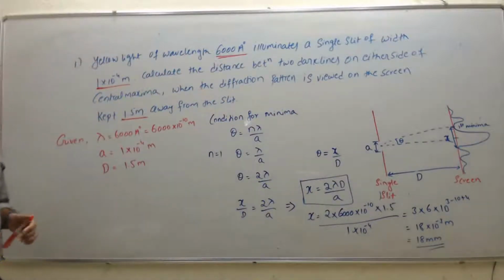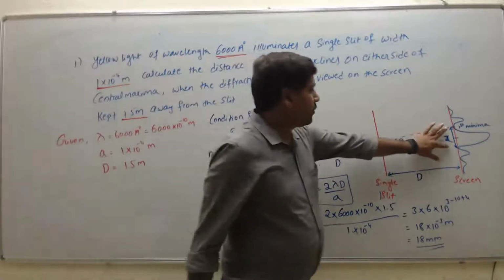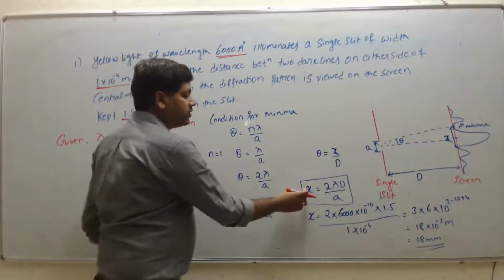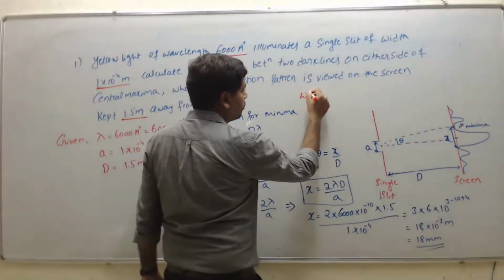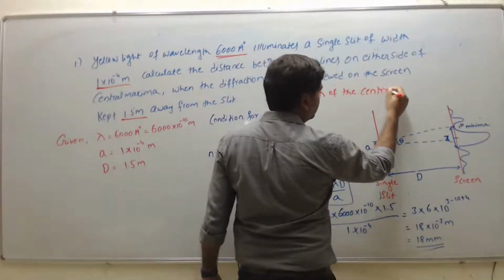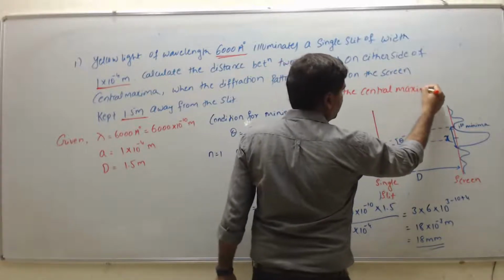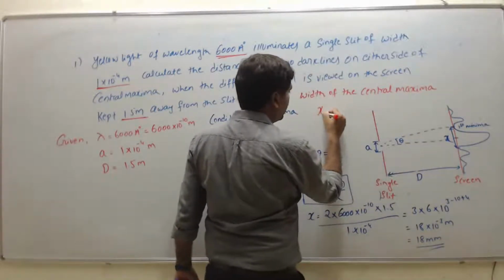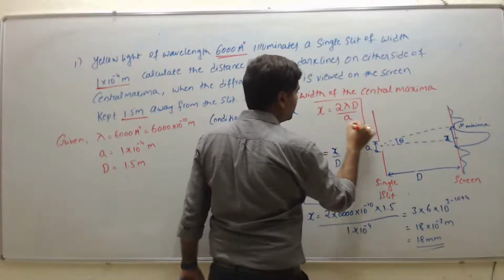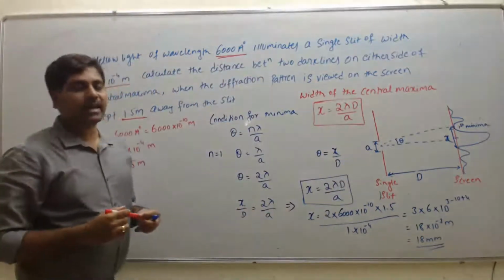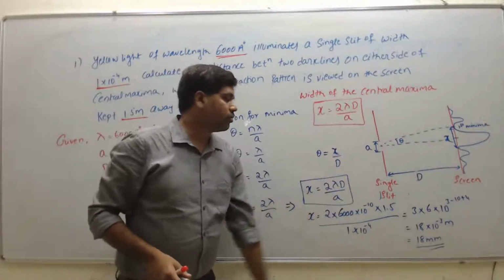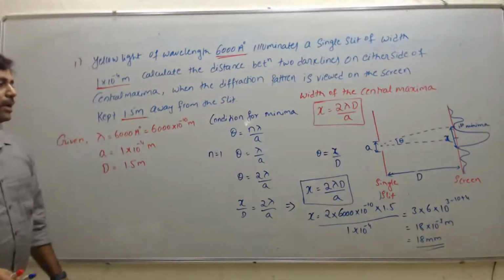That is, we need to find the x value, that is the width of the central maximum. This is the formula for the width of the central maximum: x is equal to 2 lambda d divided by a, where a is the slit width. If we know this formula, we can directly substitute the values of lambda, d and a and simplify, and we get the value, right?